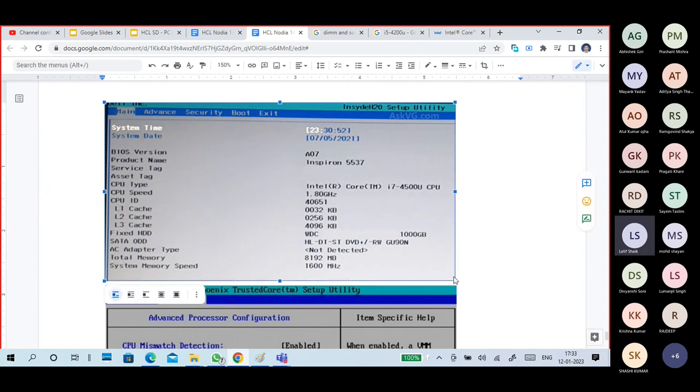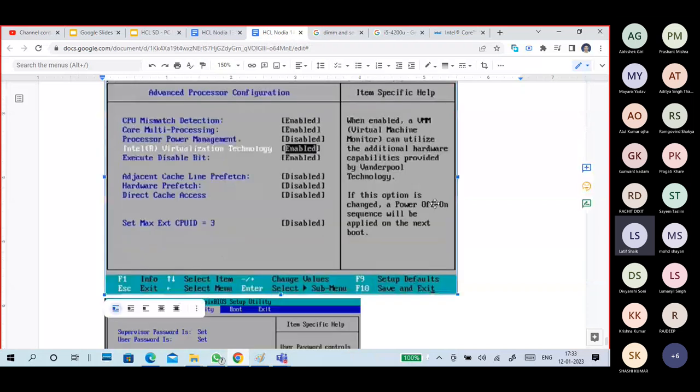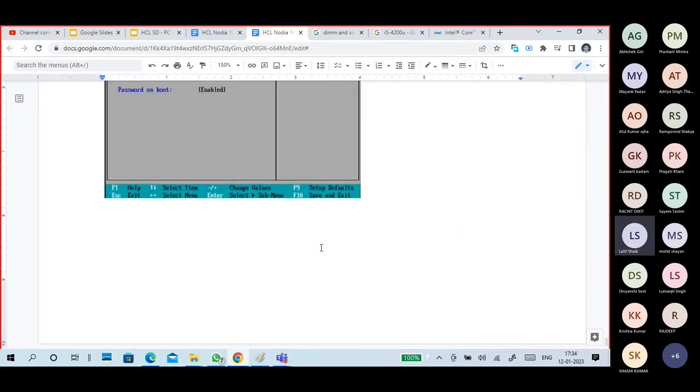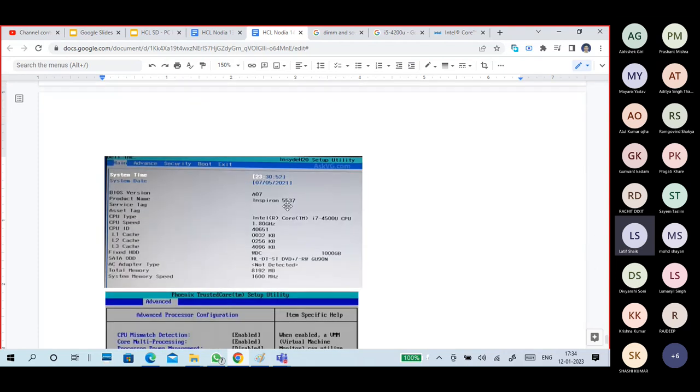So I will make it much smaller because it is taking too much space on my screen. Okay.